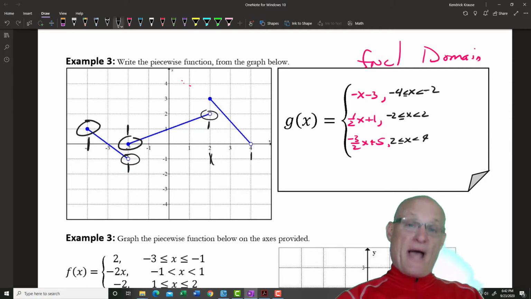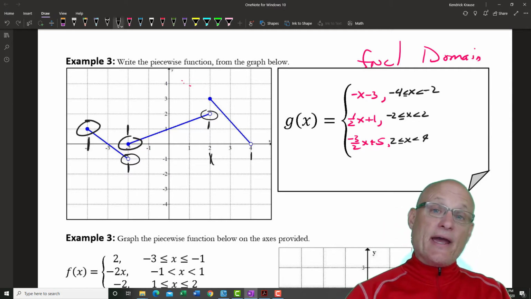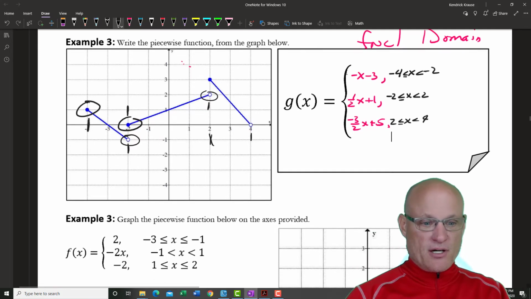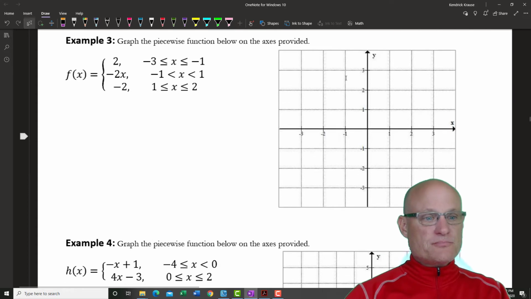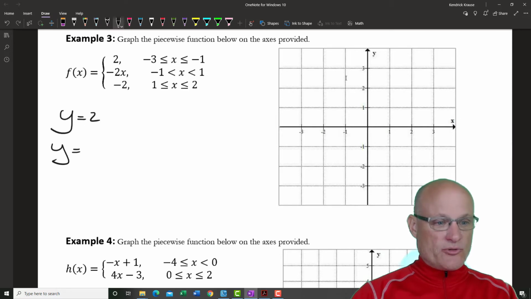All right, now let's work backwards. Let me give you the functions, and you have to draw the picture. Just think about what these mean. The first one really means y equals 2. The second one is y equals -2x. And the third one is y equals -2.